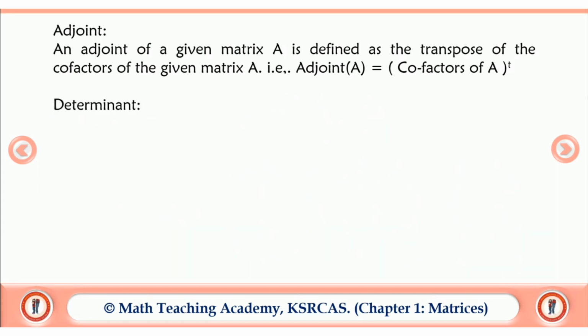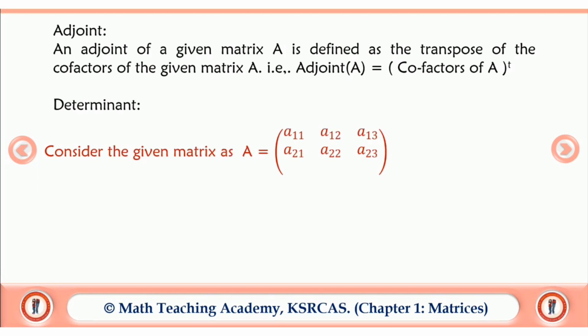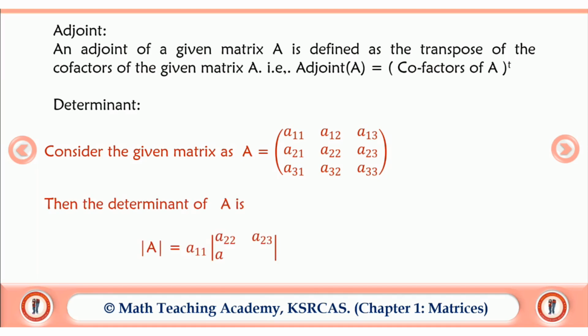And then determinant. Consider the given matrix A equal to A11, A12, A13, A21, A22, A23, A31, A32, A33. Then the determinant of A is equal to A11 into its minor minus A12 into its minor plus A13 into its minor.